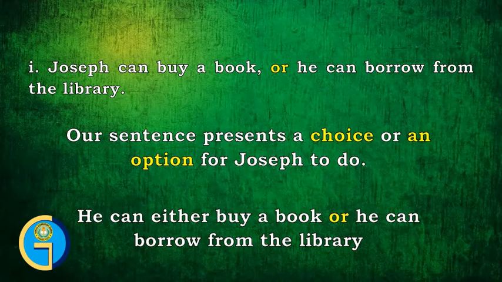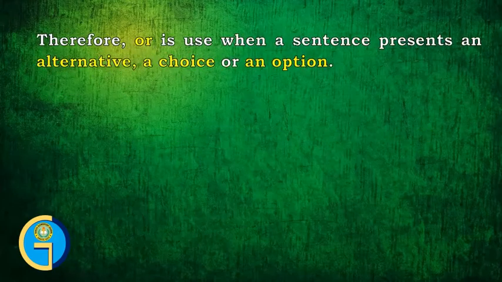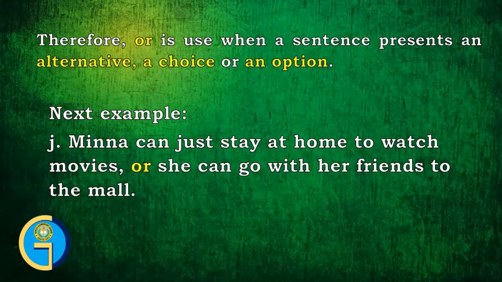Okay? So, let's see another example. Mina can just stay at home to watch movies, or she can go with her friends to the mall. So, this sentence used or as its coordinating conjunction to connect the two independent clauses. Why? Because Mina has two choices. One is to just stay at home and watch movies, and the other is to go with her friends to the mall. That's why we use or. Okay?